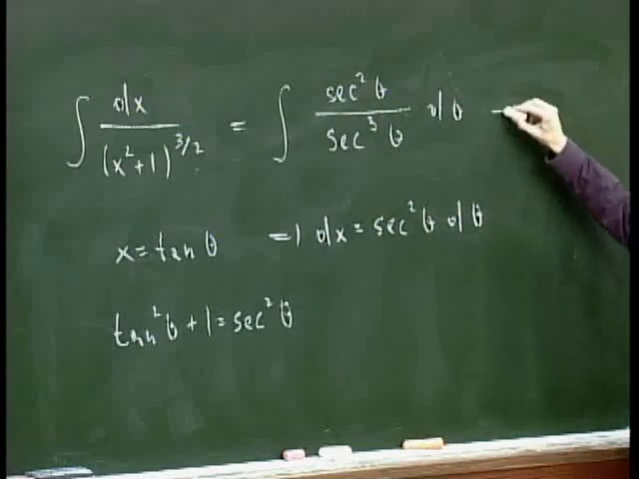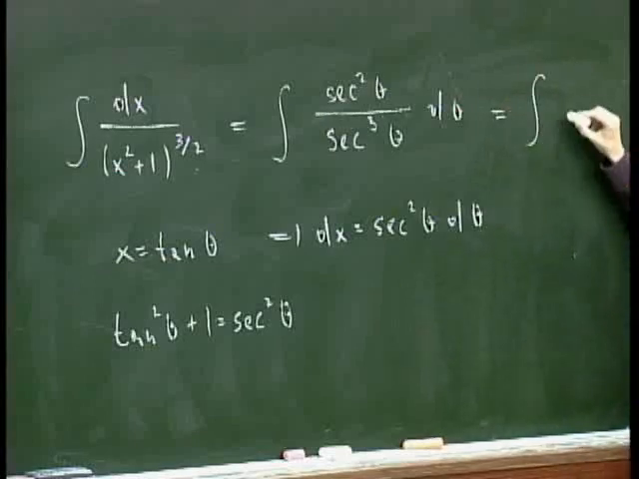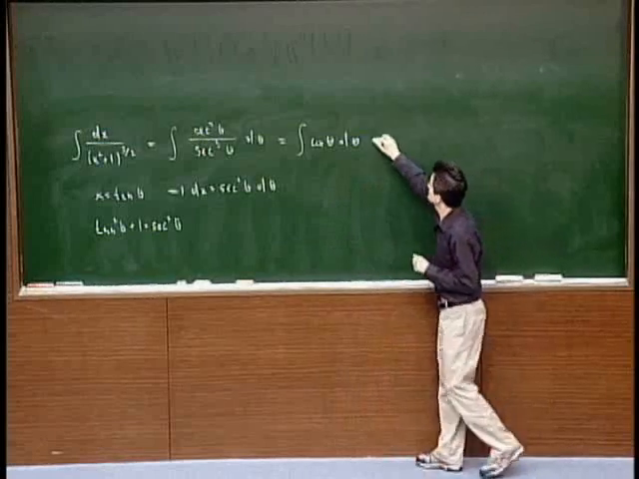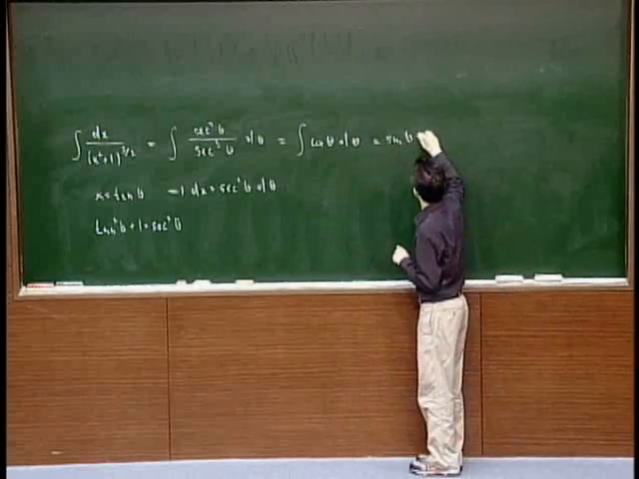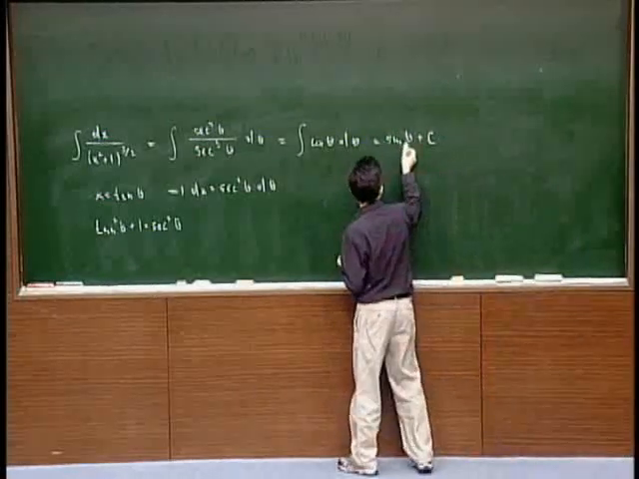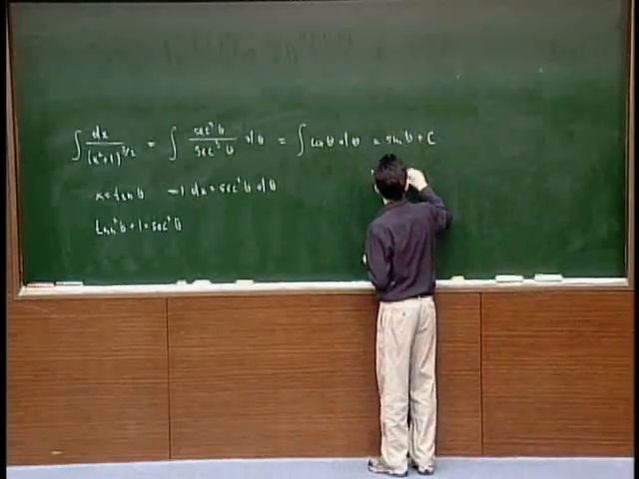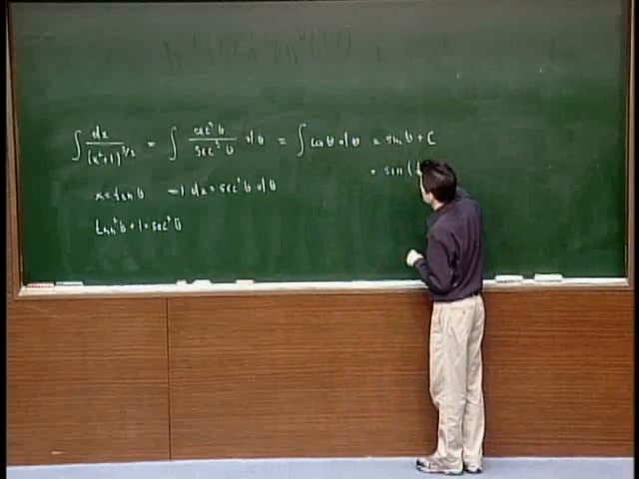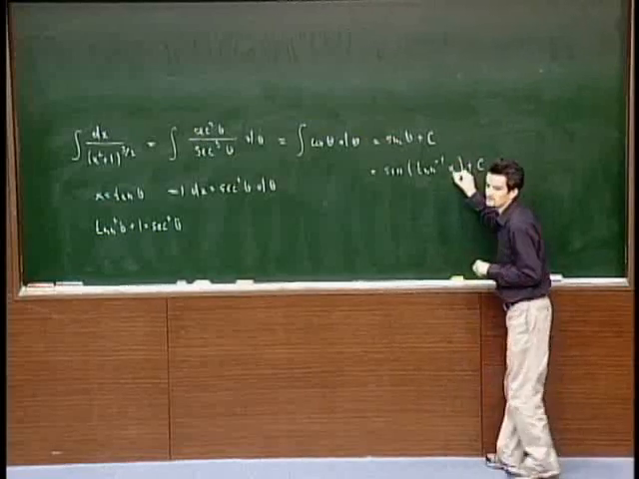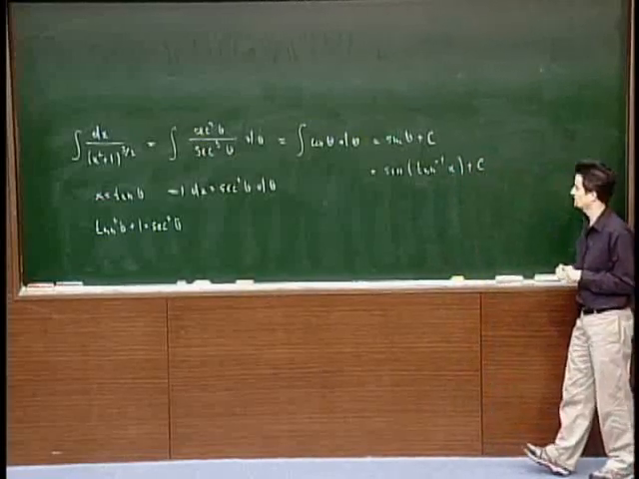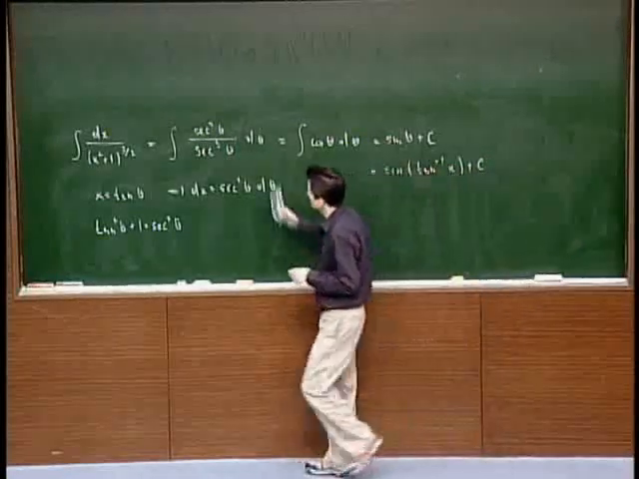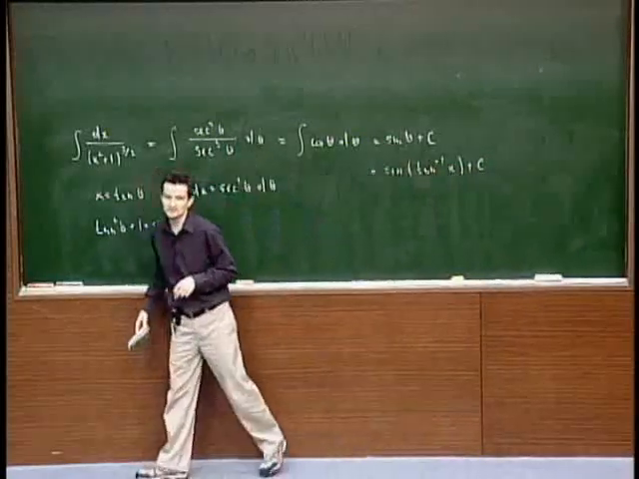Now, this integral is very easy because this is just the cosine, which gives the sine of theta plus a constant. And again, what you have is the sine of the inverse tangent of x. This can be simplified in terms of x by looking at the right triangle. I'm not going to do this, just to save time. But you see that also in this case, you can easily use this substitution.